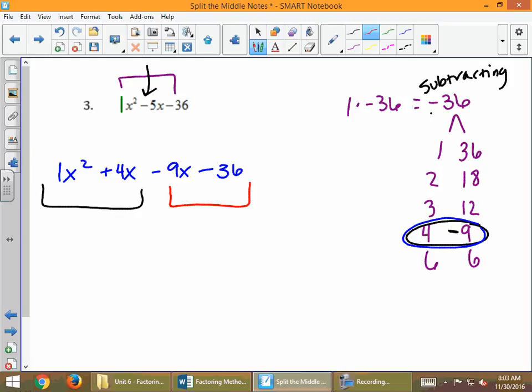Group these two together. Group these two together. What can we take out between 1x squared and 4x? X. What are our leftovers? Good. We have that minus sign, so we drop the minus sign down. What can we take out between 9 and 36?